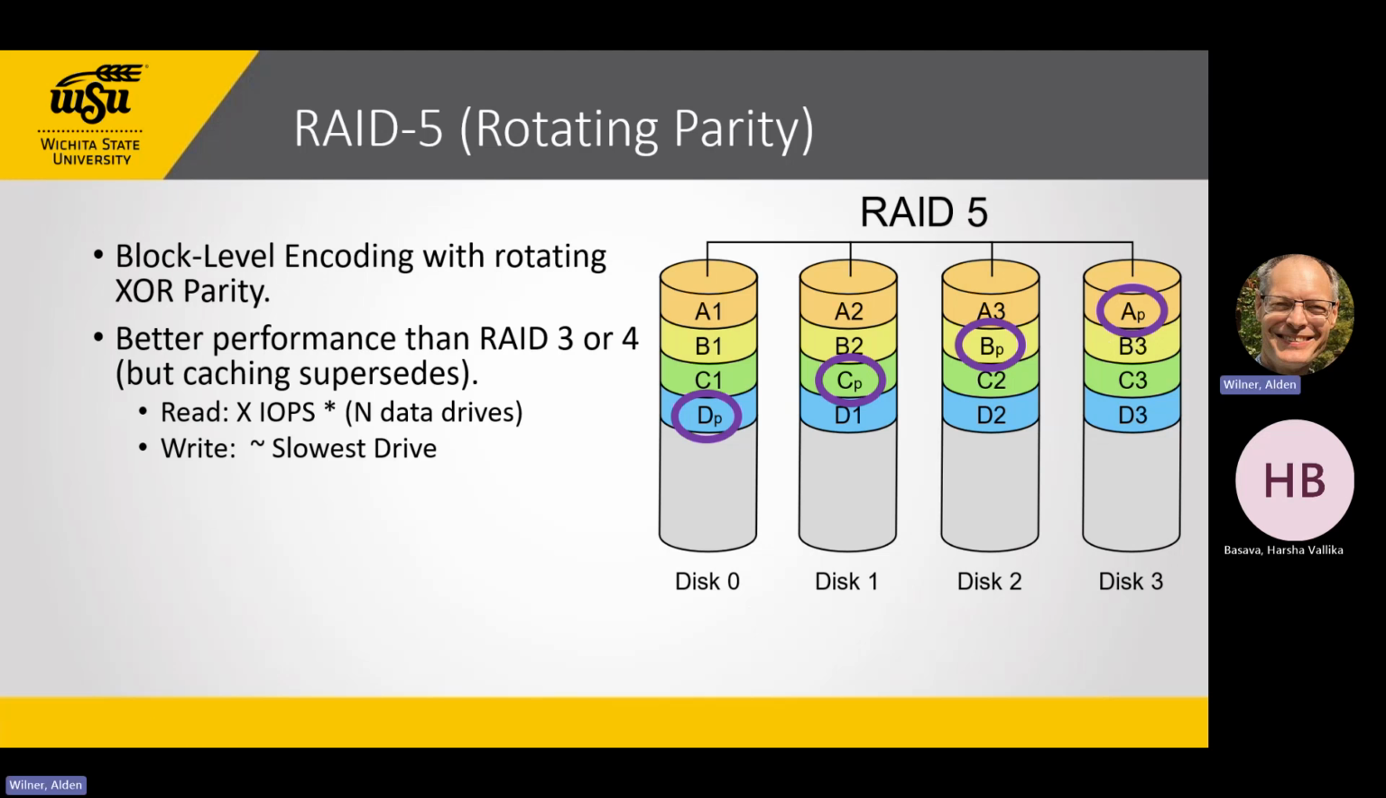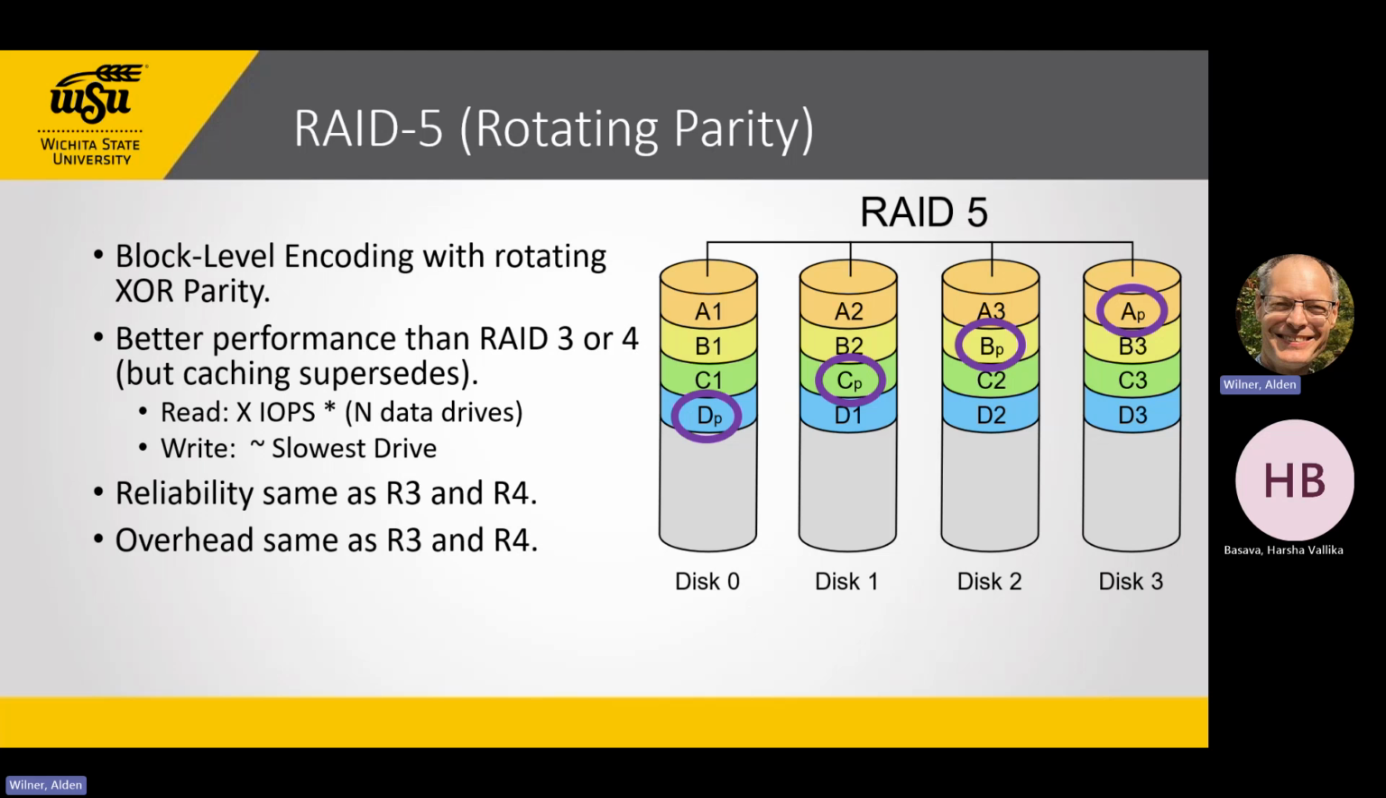Yeah, it's got a better performance than RAID 3 or 4, but if you've got a sufficiently large cache, it doesn't matter. Your read is X IOPS, that's N data drives. Your write is approximately that of the slowest drive. Your reliability, again, single drive failure, therefore the formula is the same as RAID 3 and RAID 4. Your overhead is the same as RAID 3 and 4. This was an NCR product, NCR E-Series, released in 1991. It's also a company called EMC Symmetrix, released in 1992.